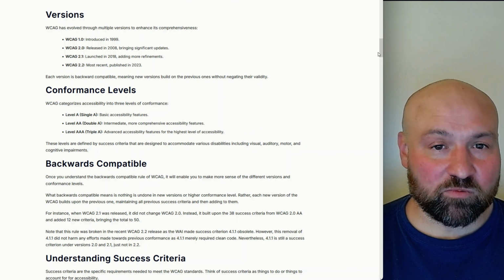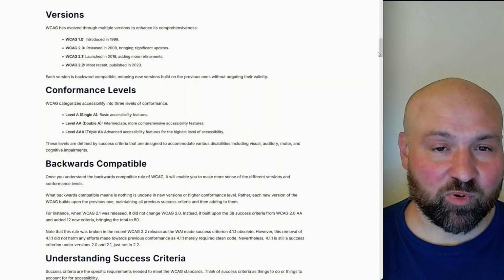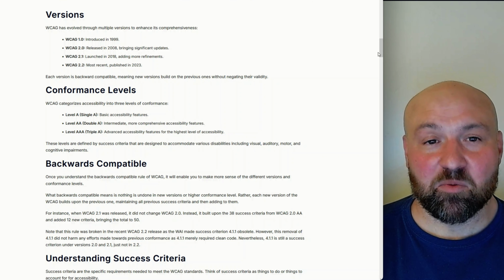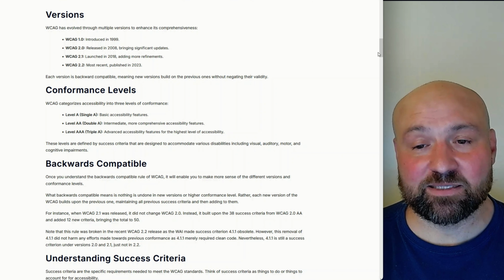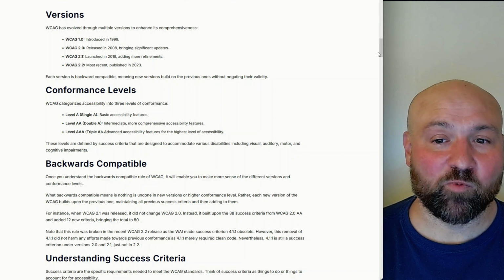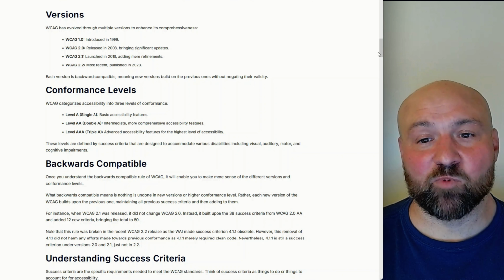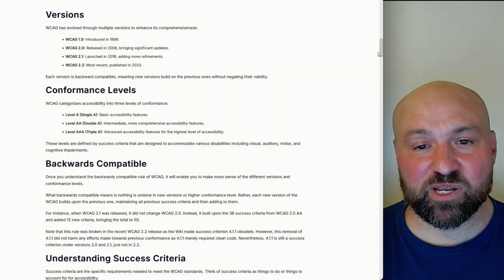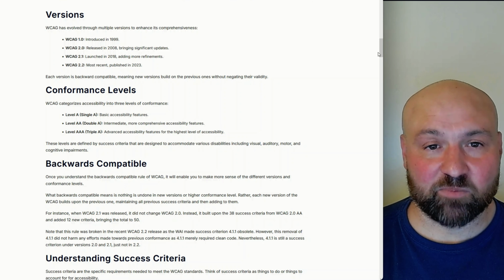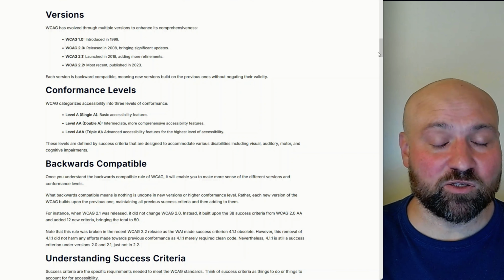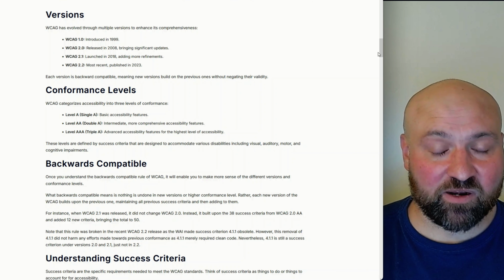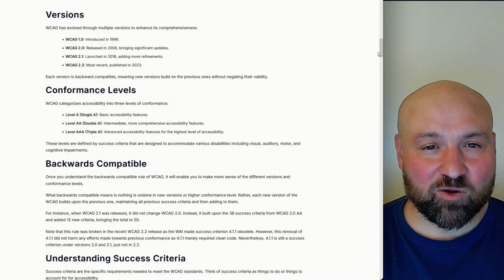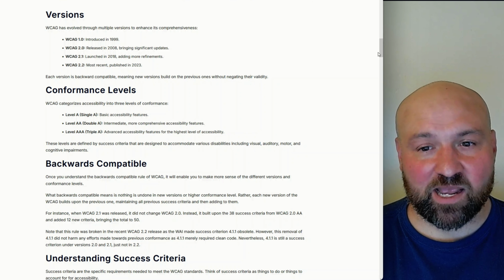Now, we don't typically involve AAA success criteria. And the reason why is these can be very practically and technically difficult to be conformant with. So we usually just stay with AA, which still provides us with an excellent comprehensive level of accessibility. There's nothing wrong with going into AAA, but it can be very difficult to be fully AAA conformant. So that's what's going on with the different versions and conformance levels.